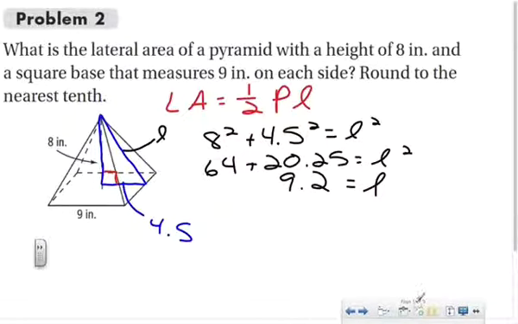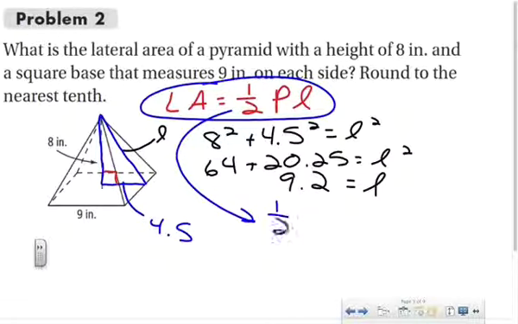Okay, so now we have everything that we need to just plug into the formula. Once again, it's this guy. So 1/2 times the perimeter of our base, which is 36, multiplied by the 9.2 we just found, giving us 165.2.